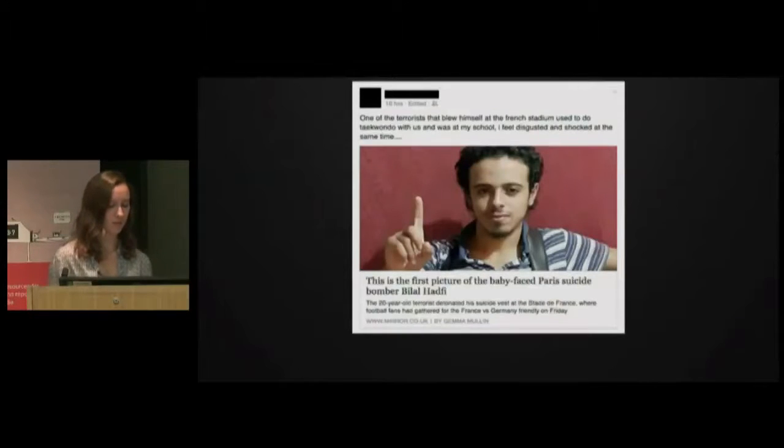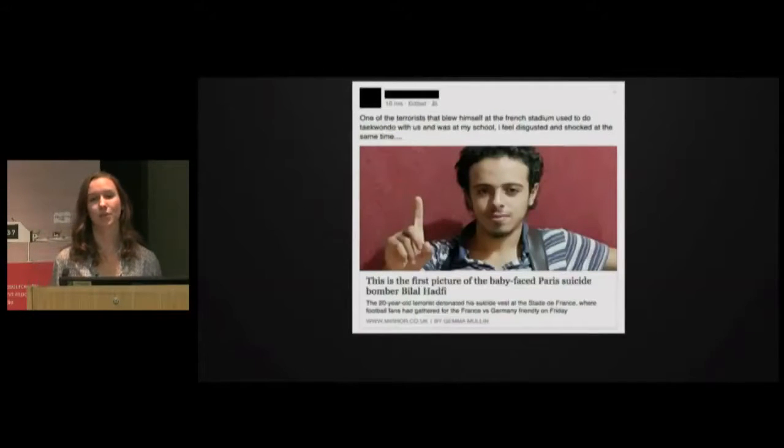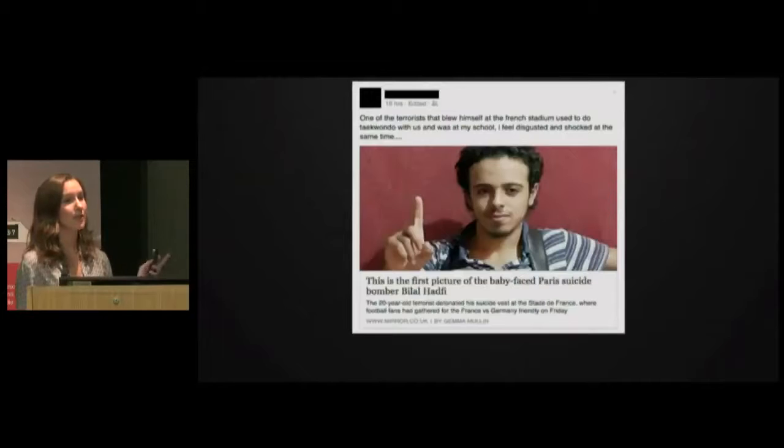So in a conversation with that person, he claimed that Hadfi was one of his high school classmates at St. Peter's College in Jette, Brussels. He described Hadfi as a soft-spoken teenager who enjoyed Taekwondo and video games. The same person also posted on Facebook saying, "One of the terrorists that blew himself up at the French Stadium used to do Taekwondo with us and was at my school.